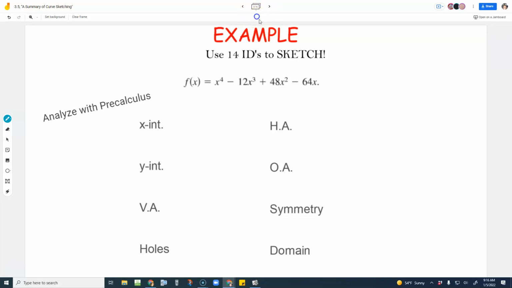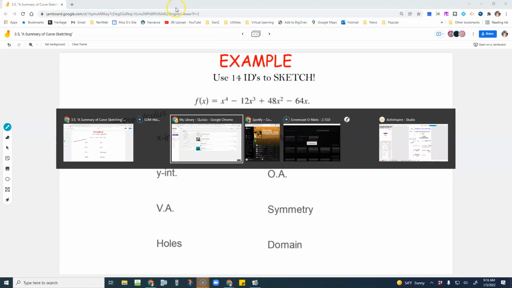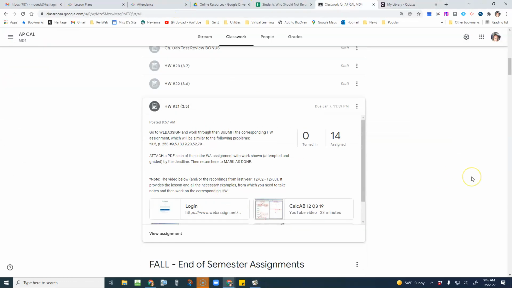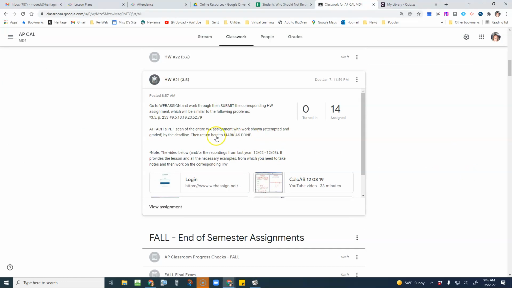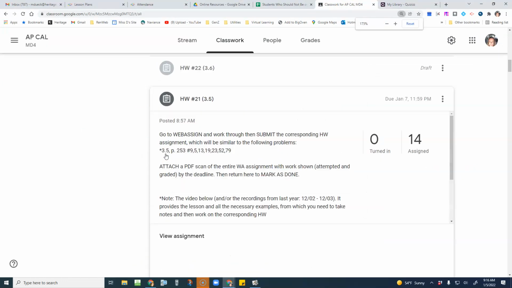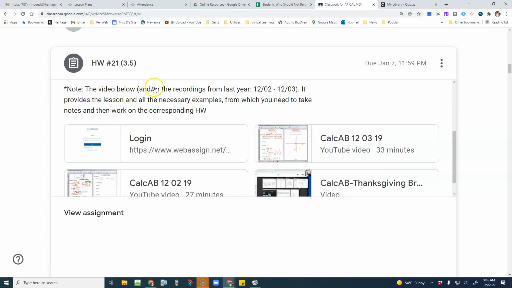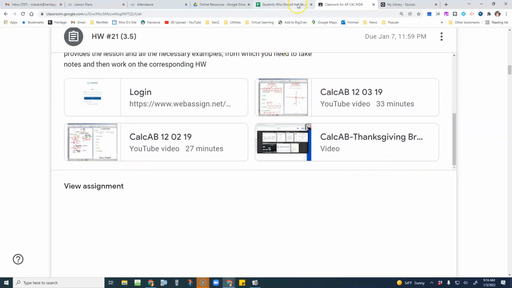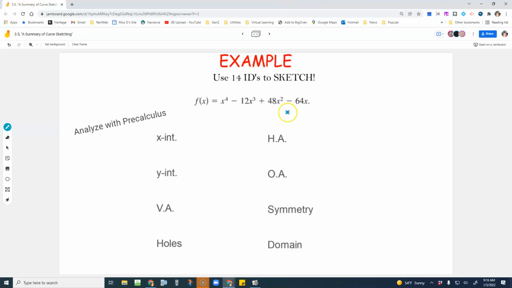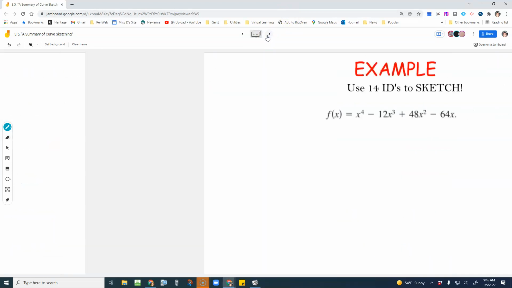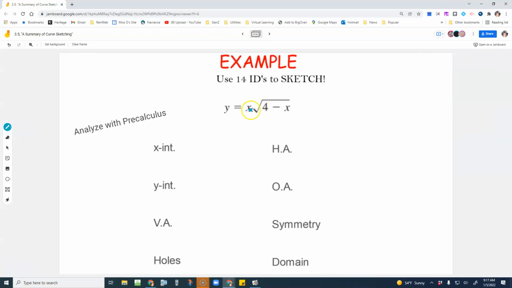What I actually have, I think, on Google Classroom for you guys, let's go over there and check out Google Classroom real quick. Here, let me zoom in so you guys can see it, just in case the words are a little too small. The video below and or the recordings from the last few years provide the lesson and all the examples. I'm not getting through every single example, but if you notice, what examples do I have in those videos? I have a good old-fashioned nasty polynomial. I also have some sort of weird multiplication of a radical and a non-radical.